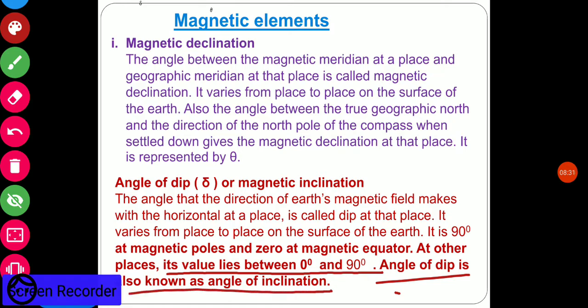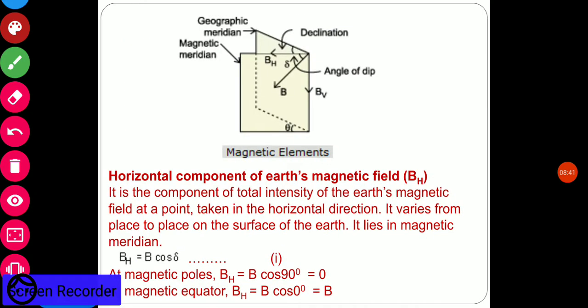So the angle of inclination or angle of dip is the angle between the horizontal magnetic field and the total magnetic field. That is shown in this direction: this is the horizontal magnetic field, this is the total magnetic field. The angle between them is the angle of dip, and it is denoted by the letter delta.